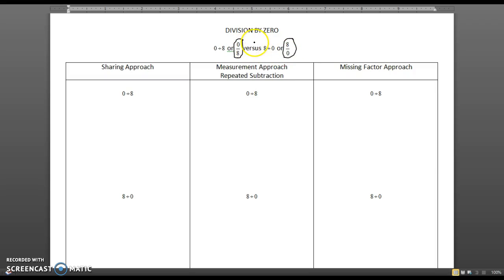Now, one of these answers is 0. One of these answers is undefined. I'm going to give you a trick as to remember how to know which one is which, but that's not the important thing here. The important thing is your ability to explain the answers using the approaches, and we'll go over that. So here's my quick, silly way to remember this.